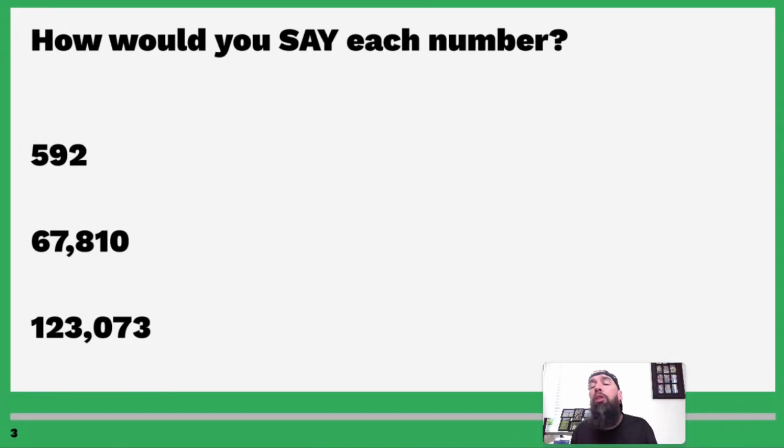All right, so let's look at some of these. Let's name some more. How would you say each number? Well, this first number, I don't have to worry about thousands or anything like that. It's already in the hundreds. So how would I say this number? 592.